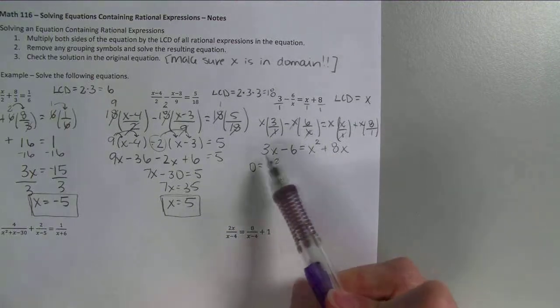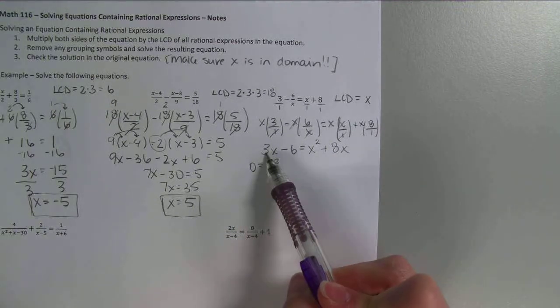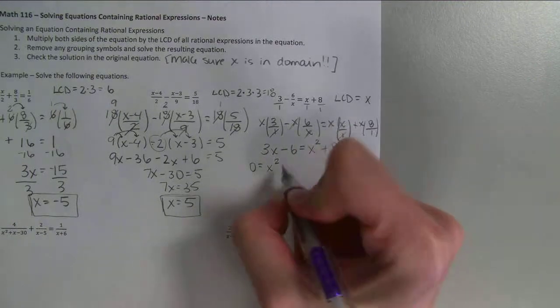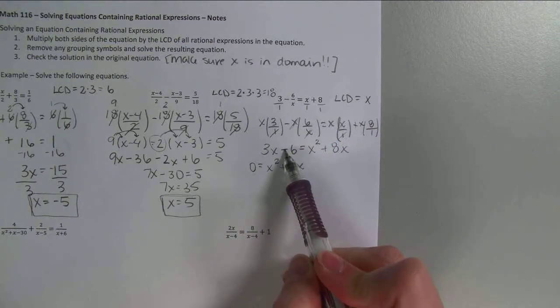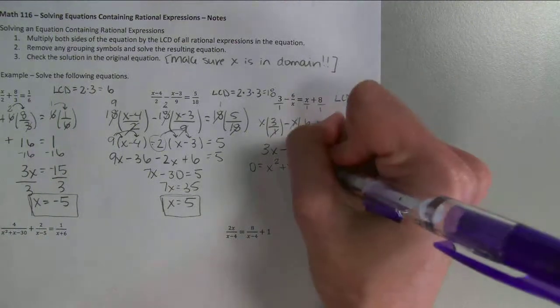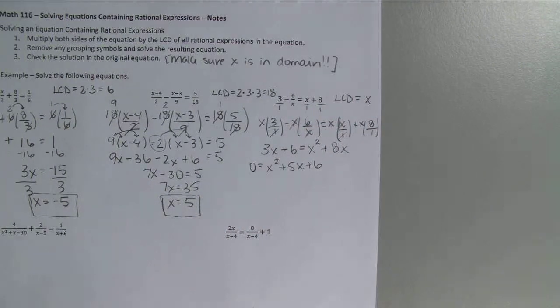But when I move the 3x over, since it's positive, I'm going to subtract it, so that will give me a positive 5x. And when I move the 6 over, it's negative, so I'm going to add it, so I have plus 6. So our remaining trinomial should be x squared plus 5x plus 6, all right? So again, some hand waving here, guys. What you would do is use the AC method.